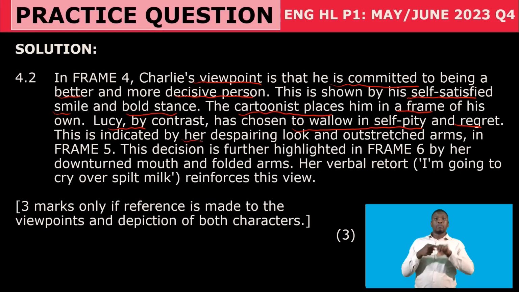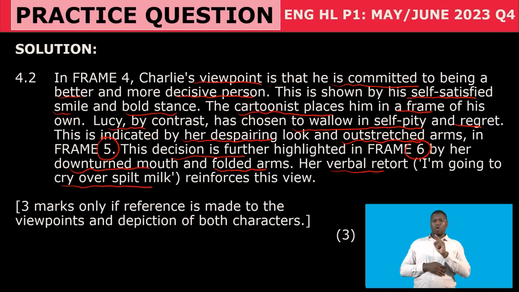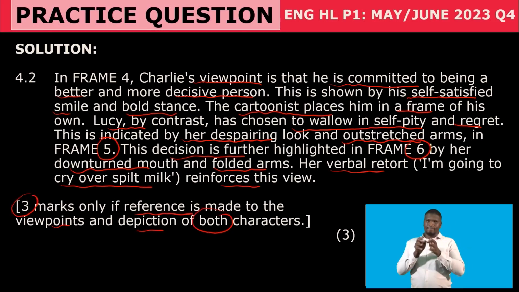This is indicated by her despairing look, her outstretched arms in frame 5. This decision is further highlighted in frame 6 by her downturned mouth and her folded arms. And of course, her verbal retort, "I'm going to cry over spilt milk," reinforces this view. 3 marks here, only if a reference is made to the viewpoints and depiction of both of these characters. Make sure you answer all parts of the question, grade 12s.